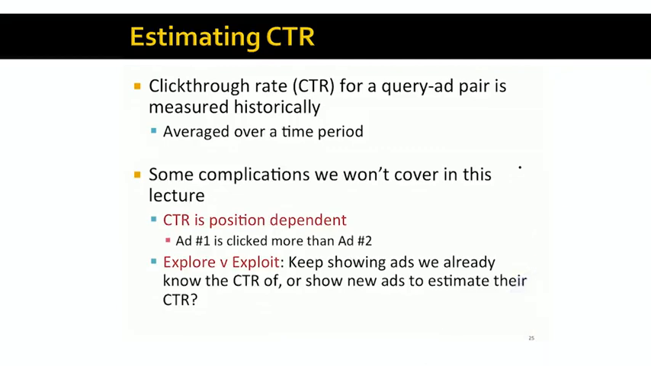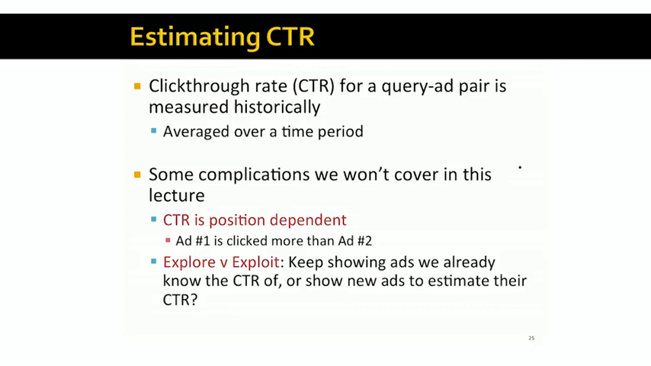The first is that the click-through rate is actually position dependent. So remember, a search engine may show more than one ad for a given query. So an ad that's shown in position 1 generally gets more clicks than an ad that's shown in position number 2, right? So therefore, we actually have to measure the click-through rate for a query ad pair for each position, not just for a query ad pair, because the CTR is position dependent.